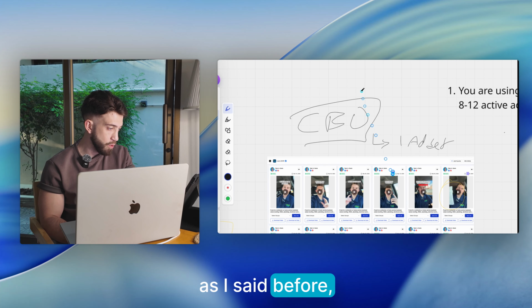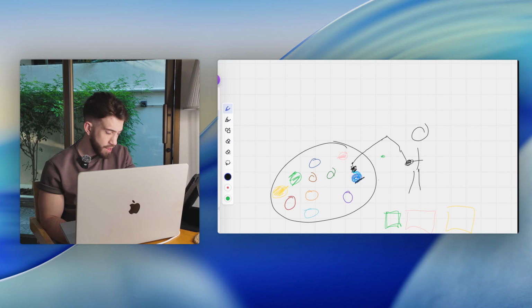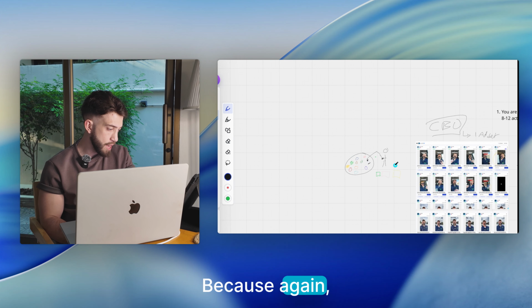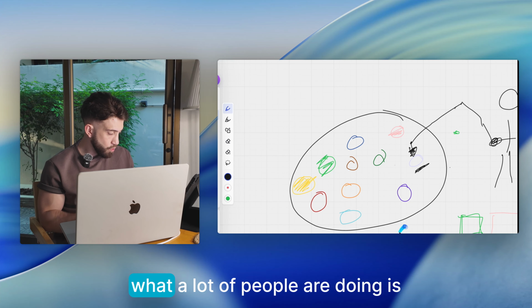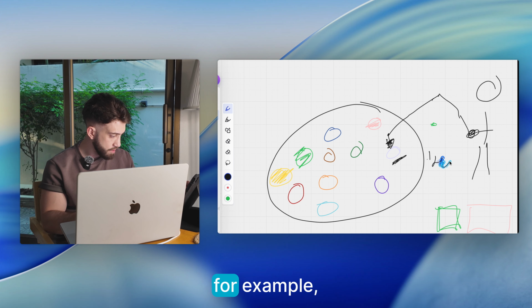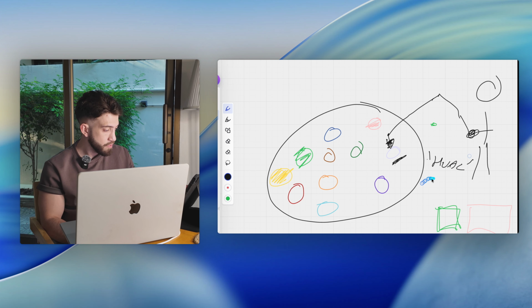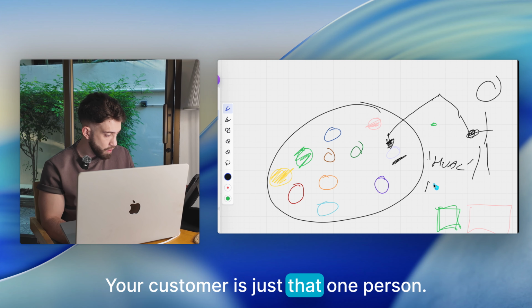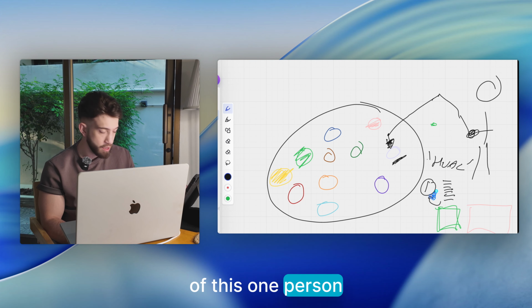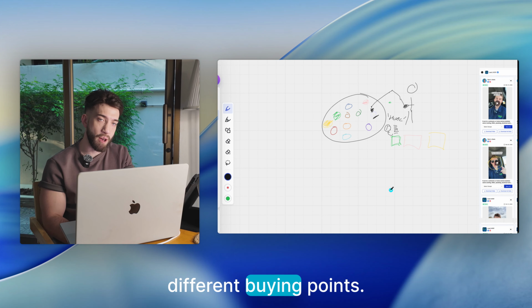Because as I said before, with this one, you're only going to hit one area of the ICP, okay? Because again, what a lot of people are doing is they're just going for this one customer, whether it be HVAC, med spa, dentist, whatever it is, right? But actually there are many types of this one person, called sub-segments of the niche. Different pain points, different buying points, right?